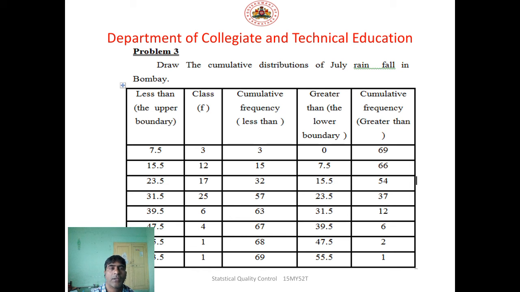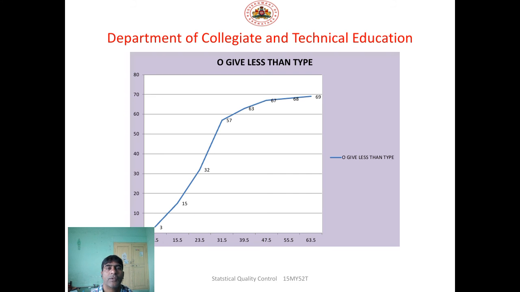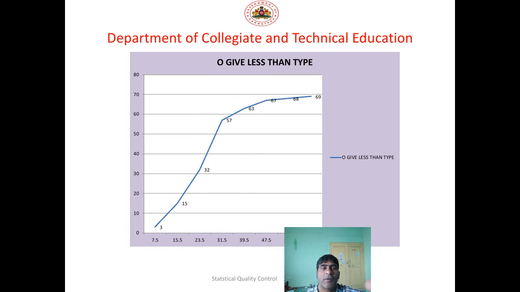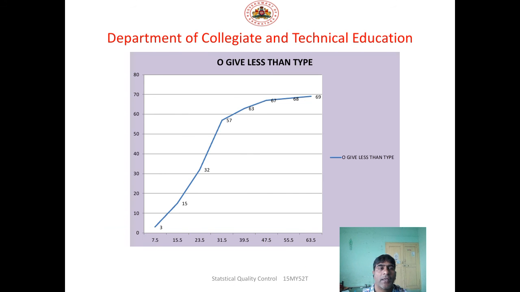Hope you have got it. Note down the readings. Okay, next thing is we should plot a graph. We should plot a graph for Ogive curve less than type. We are having frequency less than type. For that we are going to plot an Ogive less than type graph.